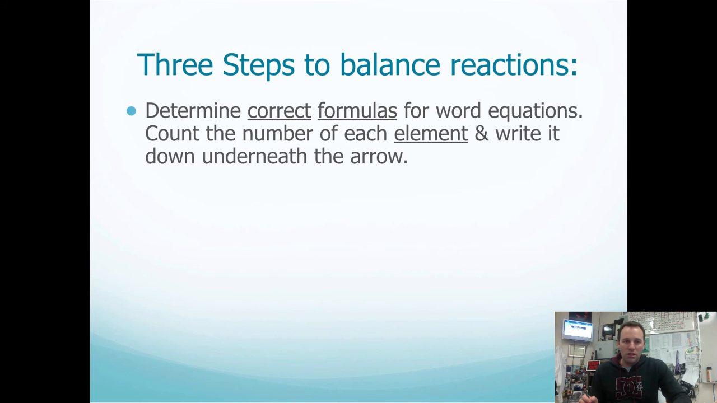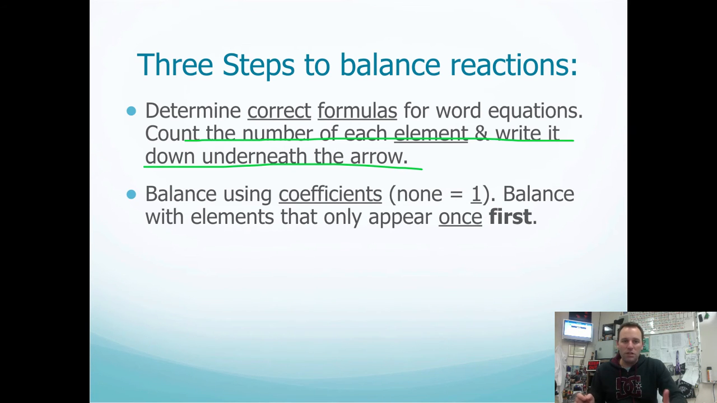First, you have to make sure you have all the correct formulas. If they give you a word equation, you're going to write out all the correct formulas, count the number of each element, and write it down underneath the arrow. That's very important. Count the number of each element and write it down underneath the arrow. And you're going to see me do this in the example in a minute.